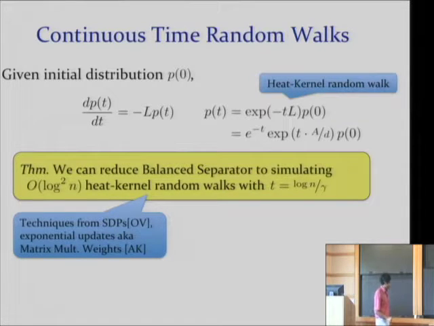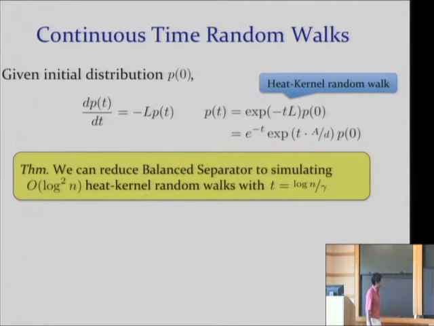I'll show you a sketch of this result, and we use techniques from SDPs and exponential updates. They're also known as matrix multiplicative weights. So why have continuous time random walks? They've been used before in several algorithms. What's the nice advantage of using these random walks?